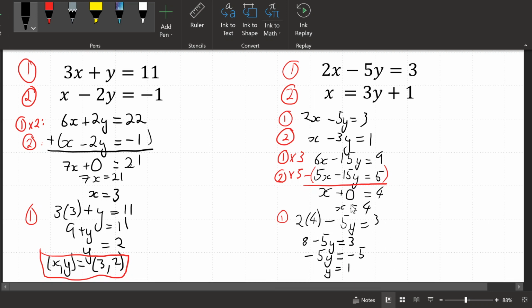Now, we've got x, we've got y. Finally, all we're going to do is put it into coordinate form. As always, I ask that we put these answers into coordinate form for me. So x is 4, y is 1.